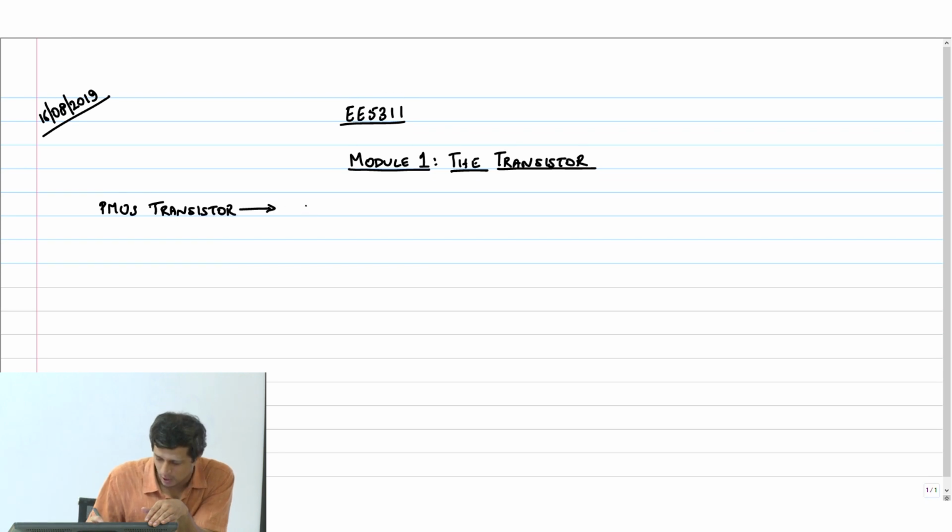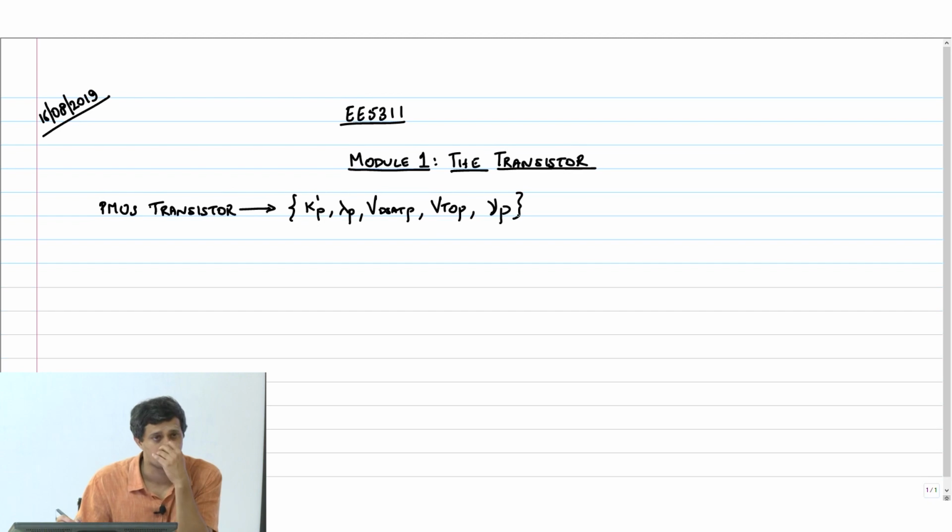transistor is Kp prime, and then what is the other parameter? Lambda P prime, Vd sat P. No prime there. There's no prime here either, right? And Vt naught P and gamma P. These are the 5 parameters for the level 1 SPICE model.